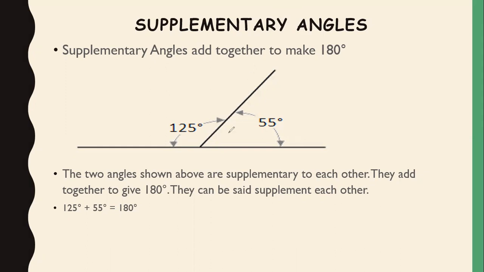Now, looking at this example, you realize that we have 125 here and 55 here. If you add 125 to 55, you have 180 degrees. And for that reason, these two angles are supplementary. Is that clear? They are also called angles on a straight line. And I want you to understand, just as I said earlier on, that the angle on a straight line, or the sum of the supplementary angles, is 180 degrees.